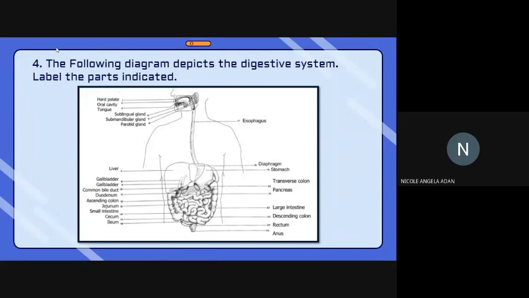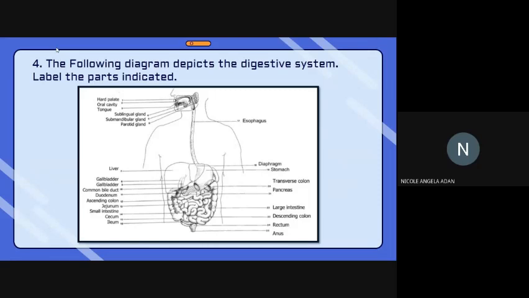Number 4. Label the parts indicated. Number 1. Hard palate. Number 2. Oral cavity. 3. Tongue. 4. Sublingual gland. 5. Submandibular gland. 6. Parotid gland. 7. Liver. 8 and 9. Gallbladder. 10. Common bile duct. 11. Duodenum. 12. Ascending colon. 13. Jejunum. 14. Small intestine.